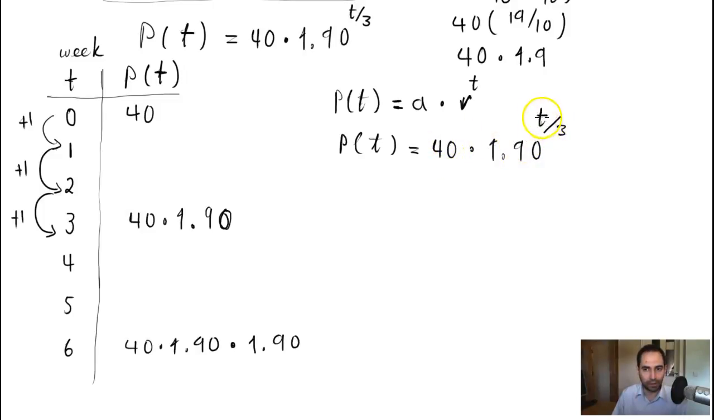Now after it is week 3, then you go to week 4 and 5 and 6. Again, after 3 intervals, your t is equal to 6 here. So 6 divided by 3 is equal to 2. So 1.90 raised to the second power, because 6 divided by 3 is equal to 2. Raised to the second power means that you are multiplying 2 factors of 1.90 by your 40. And that's basically what happens here: 40 times 1.90 times 1.90, 2 factors here.